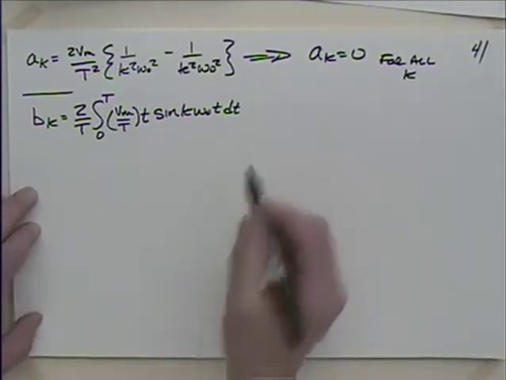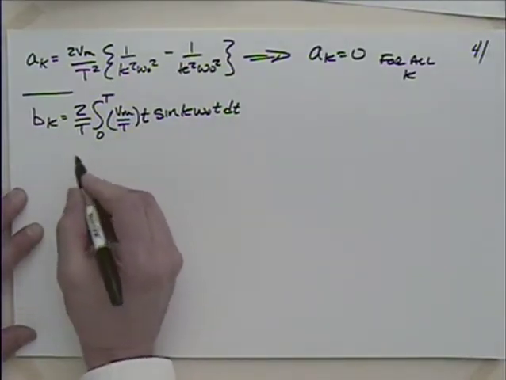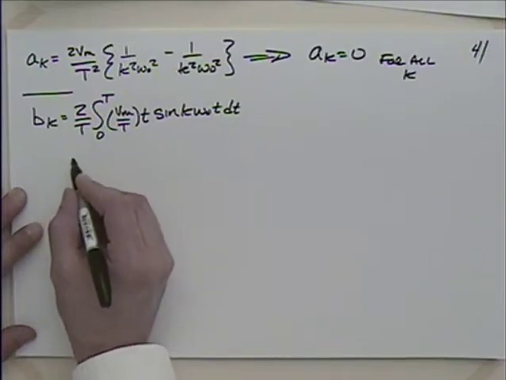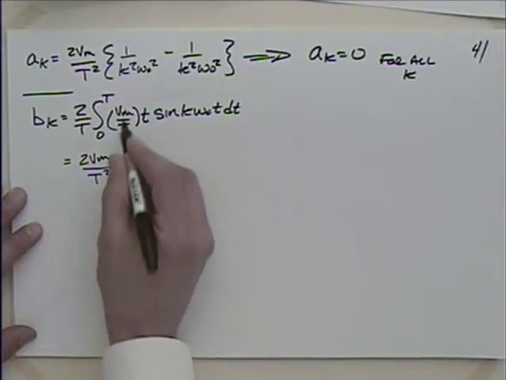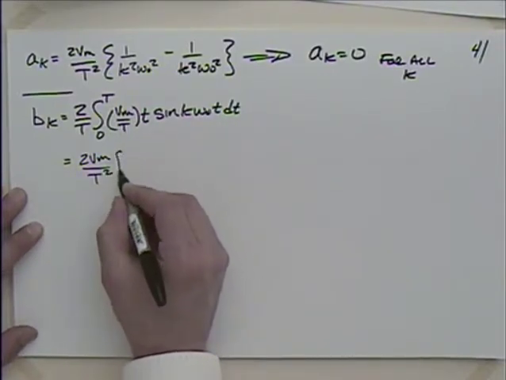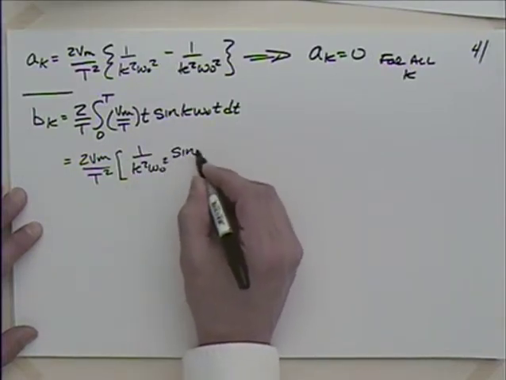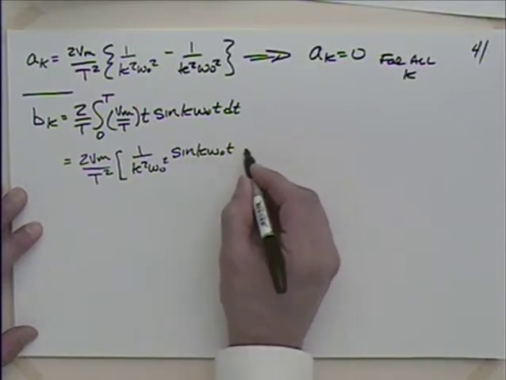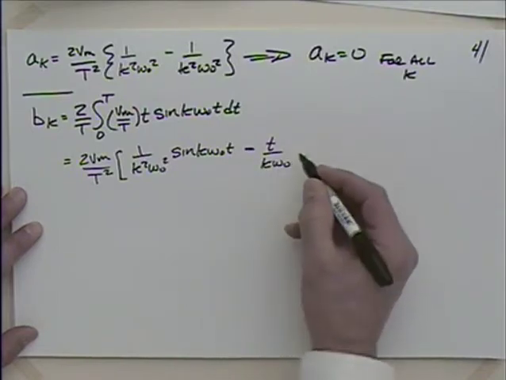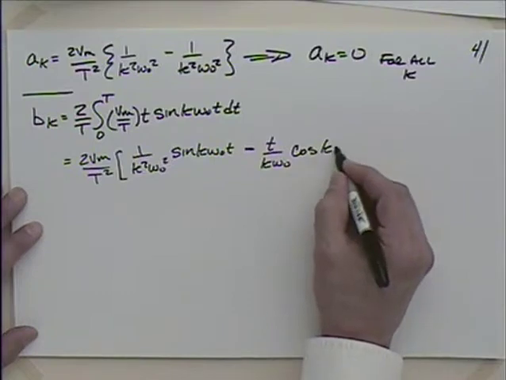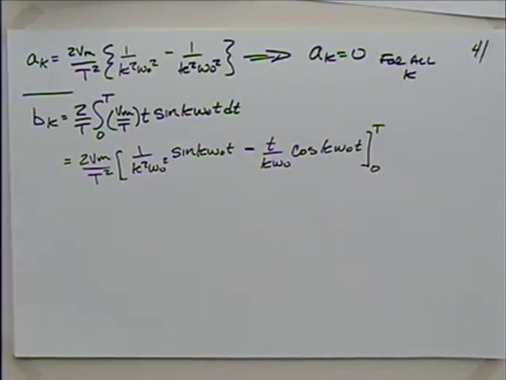So if you go through the integration again, however you want to do that, I'm not going to belabor that part, whether you use a table or a calculator or go through parts. You're going to come up with 2 Vm divided by T squared. You'd factor that out. And then you're going to have 1 over k squared omega naught squared sine k omega naught t, and then minus, as you might expect, T over k omega naught cosine k omega naught t. This whole thing's evaluated at 0 and T.